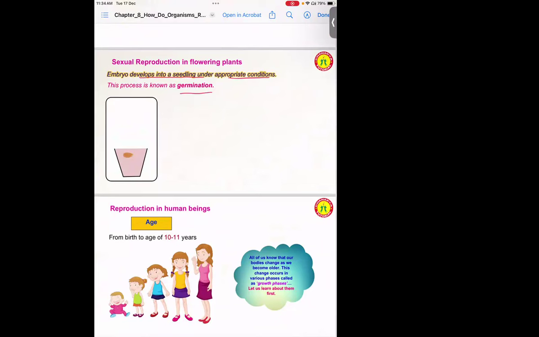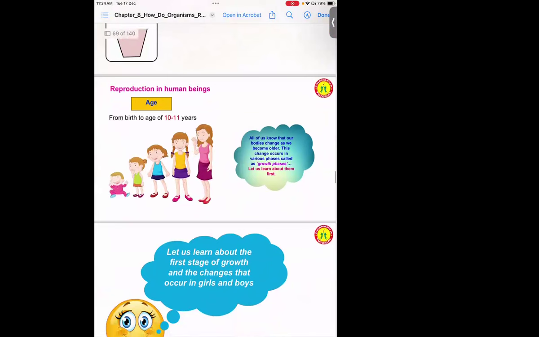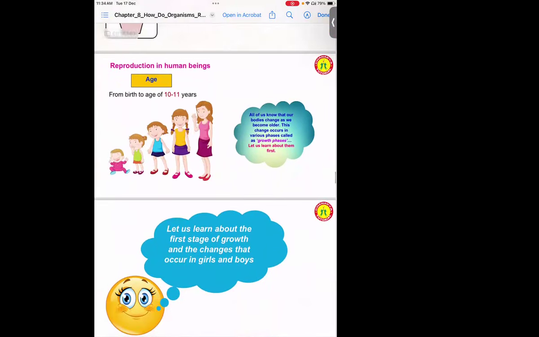Now let's begin with the second half of it, which is about reproduction in humans, which is again an important part of it. And generally they ask you about the male-female reproductive system, about the contraceptive methods also. Let's see one by one about all these things. So you can see in the picture, right? Like from a small kid to a growing stage we will be, right?